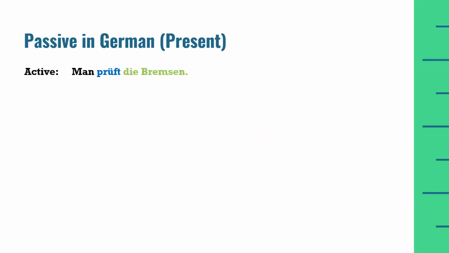Now let's have a look at some other type of sentences. In German language, the word man is very frequently used in active sentences, which is the equivalent of one in English language. Like we say, one should not do this, one should not do that. In German language, we use man, and it is very frequently used. So now let's have a look at the active sentences which use man and see how we can convert these active sentences into passive sentences.